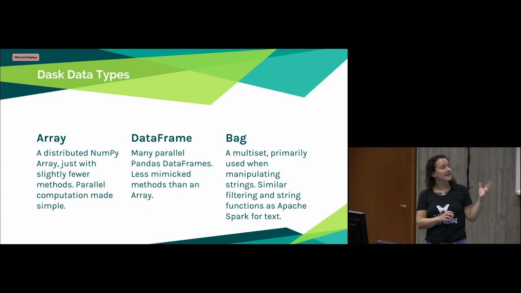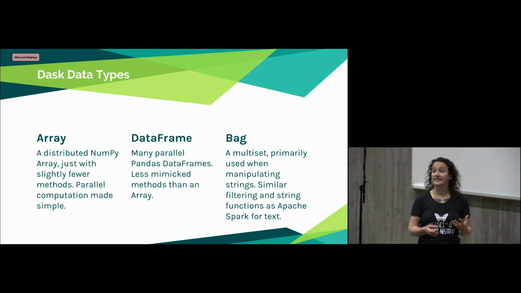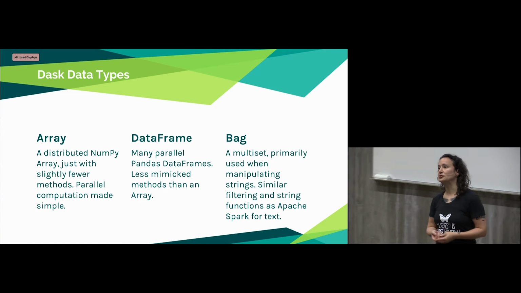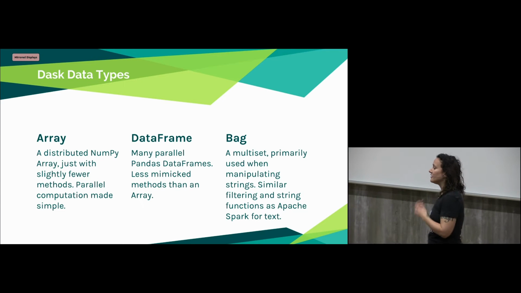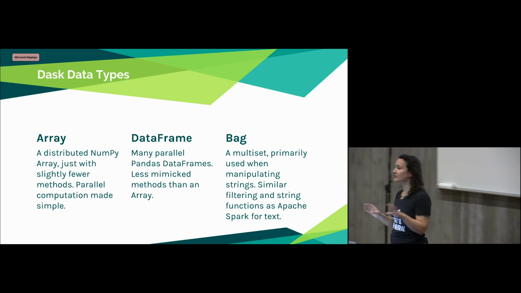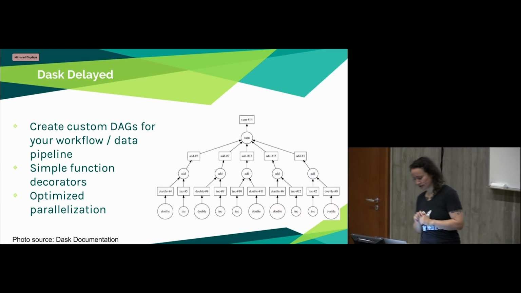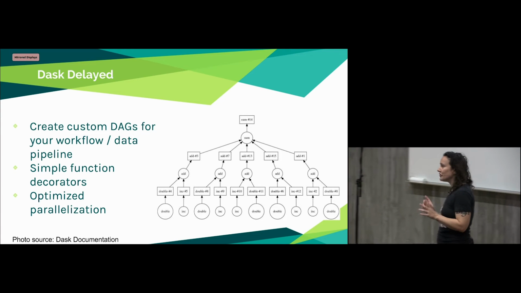And then we have a Dask bag. This is a multi-set, which essentially just means it's a collection of Python objects. We usually use it for strings. It is non-unique, so it can have duplicates. It's very similar to Apache Spark if you've used it for text analysis. It operates very similarly.